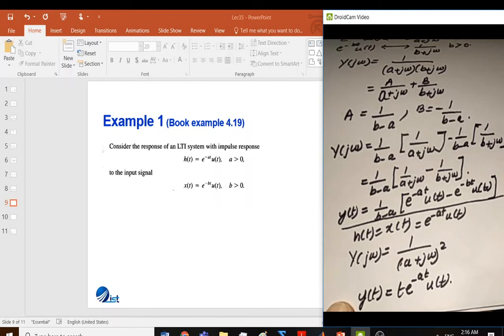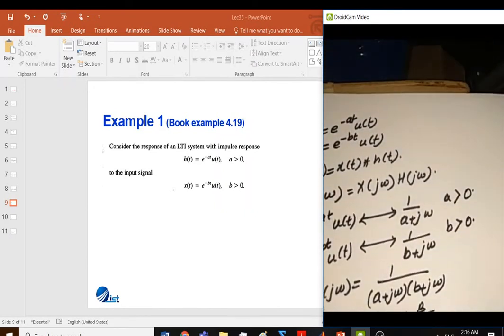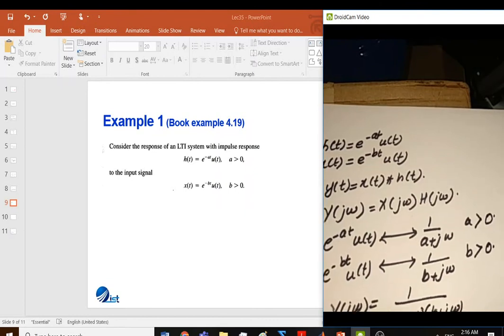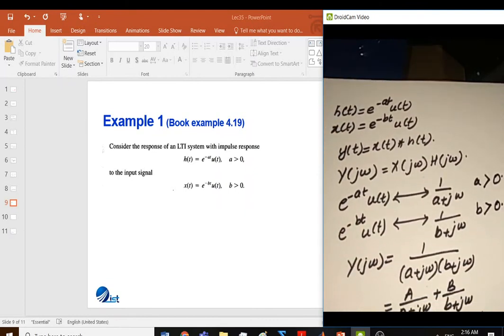So we see that through using Fourier techniques, we can solve time domain convolution simply by going into the frequency domain. I'll be taking a snapshot of the solved numerical and placing it on the PowerPoint slides so that you can have it afterwards.